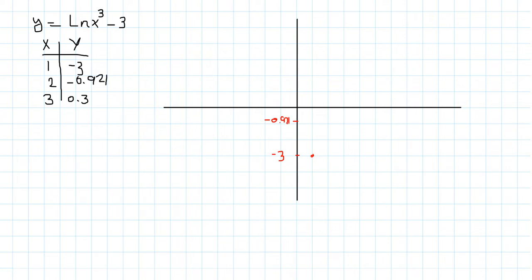It happened when my x should be 2. And if x is 3, my y should be 0.3. It is another point. Now let's draw it. It is the shape. It doesn't have reflect because it is not even.